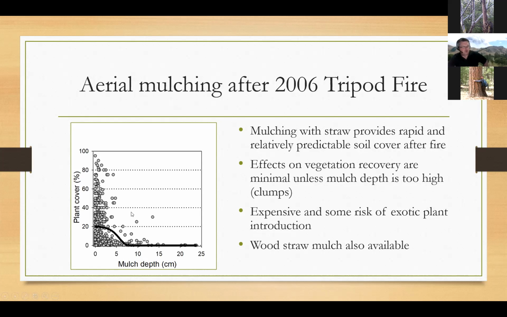We wanted to do a little study just to see if that also interfered with natural vegetation recovery. It turned out that it was pretty minimal unless they had the moisture levels wrong on the straw. If the moisture level is wrong, it comes down in clumps. If it's dry enough, it does a nice job of fanning out. When we looked at these, you can see it's really only when we got more than about 5 centimeters of mulch depth that it started suppressing the vegetation cover.